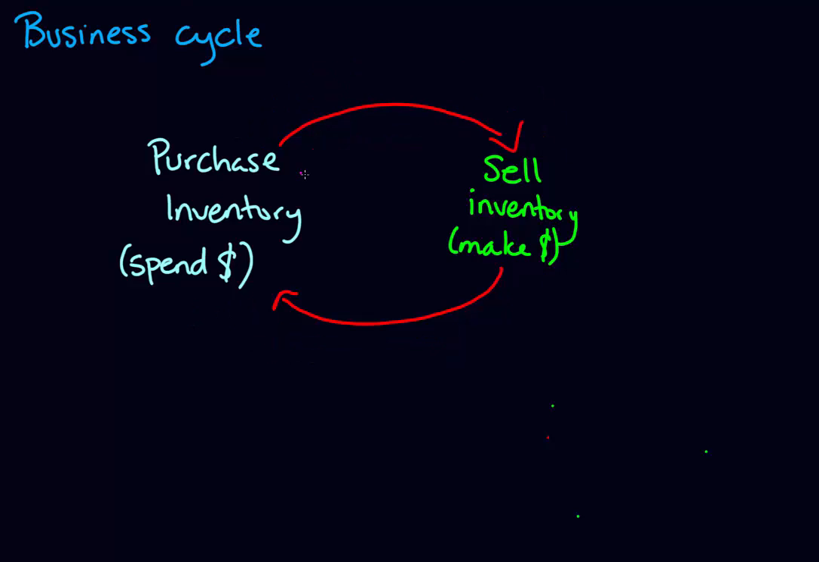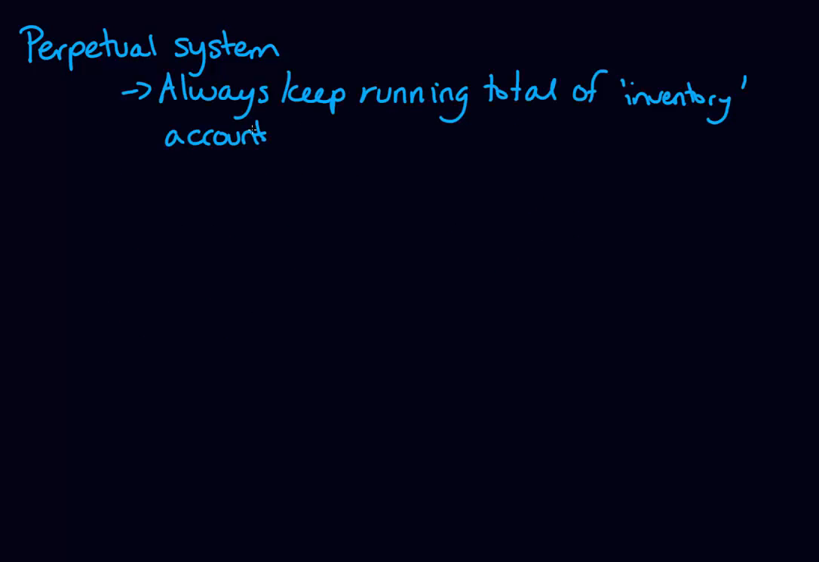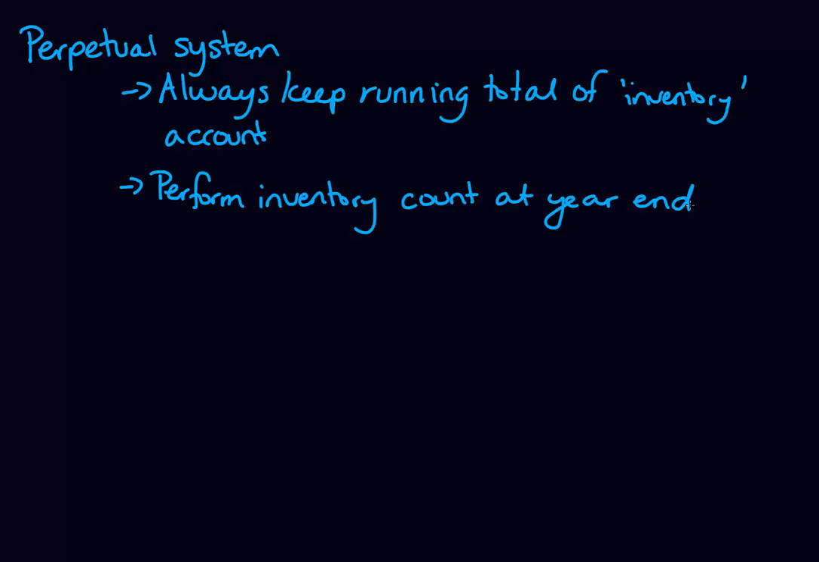So when we're talking about the journal entries, obviously we have to purchase inventory before we sell any. So let's start off talking about the transactions for purchasing inventory. Under a perpetual system, we're always going to keep a running total of our inventory account. At the end of the year, we're going to perform an inventory count to make sure what's in our records matches what's actually in our warehouse, and we'll update our records if there's any discrepancies. So let's take a look at how this works.